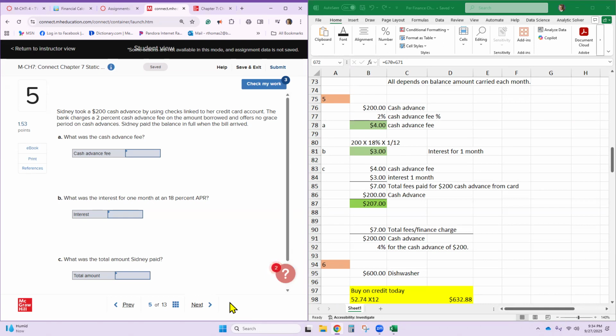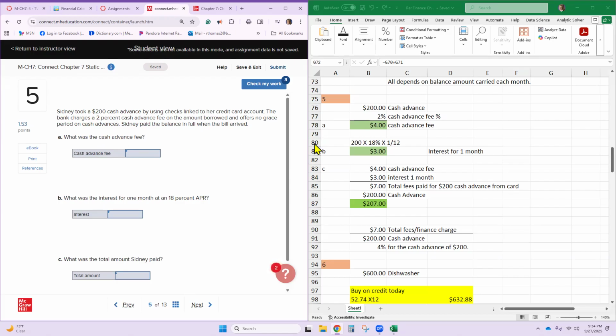So if people are at a casino or whatever and they want cash, well, let's hope that Sydney is not at a casino. So Sydney took a $200 cash advance by using checks linked to her credit card account. The bank charges a 2% cash advance fee on the amount borrowed and offers no grace period on cash advances. Sydney paid the balance in full when the bill arrived. So, one more time, no grace period means that the interest starts right away.